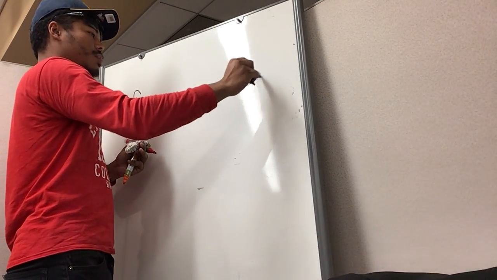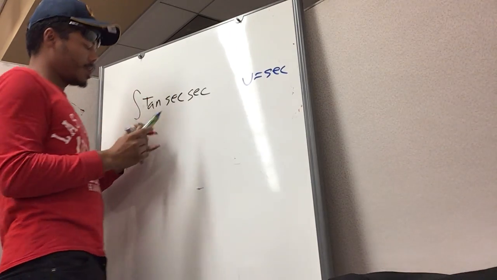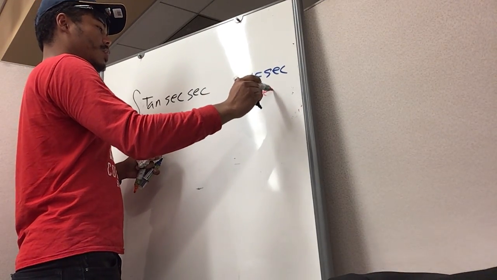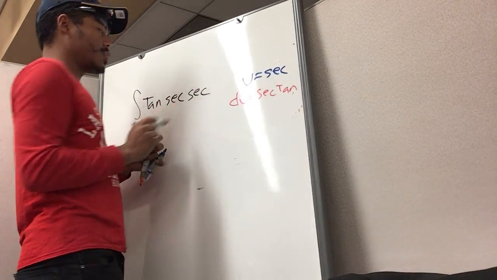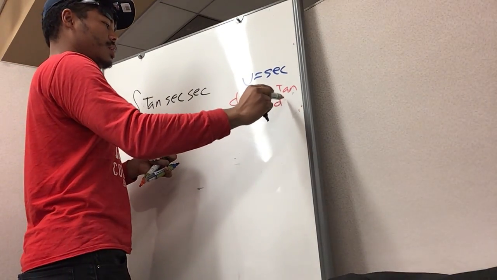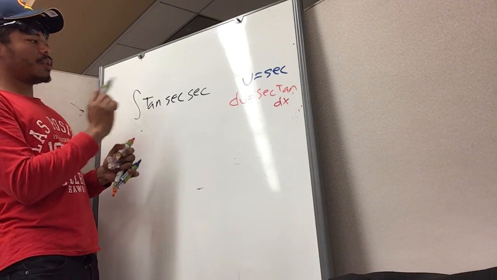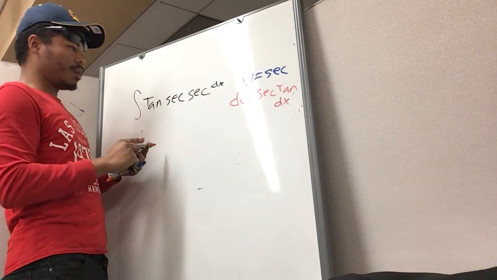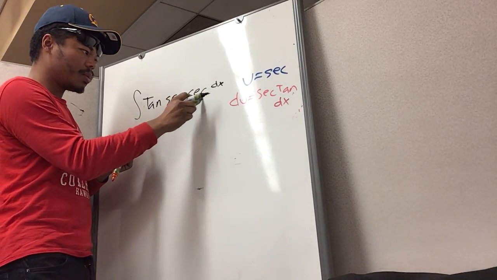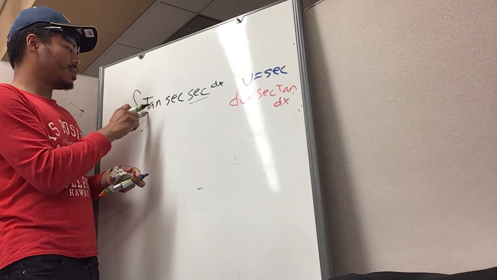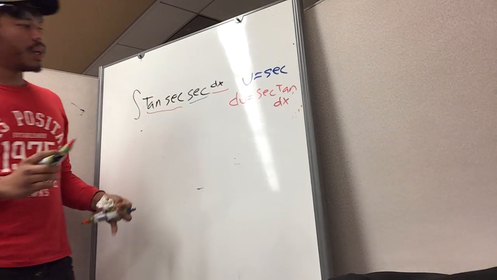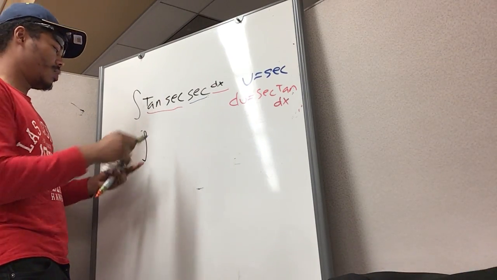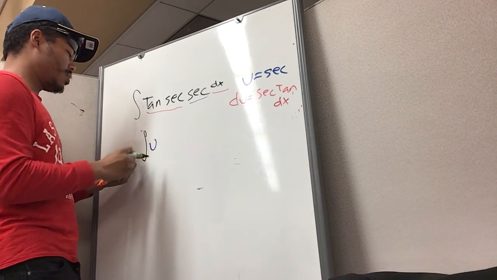Okay, u equals secant x, du equals secant tangent dx. Here's my u, and here is my du. Correct? Okay, so then you just write your integral with your u and your du.